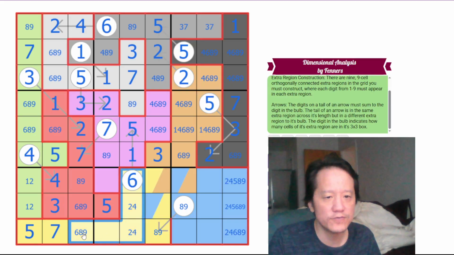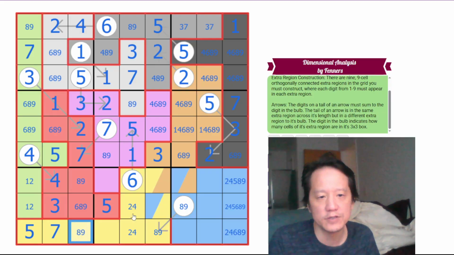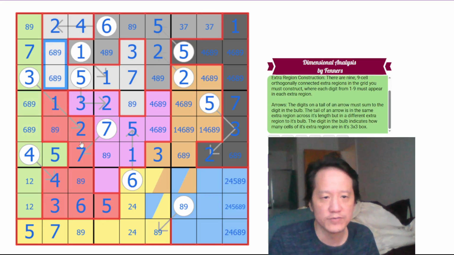Yellow has 6, 2, 4. This 6 eliminates 6 here in the yellow region. So where is the 6 in column 3? It has to be here, which eliminates 6 in the rest of the red region. We already knew that because of that 6. Anyways.